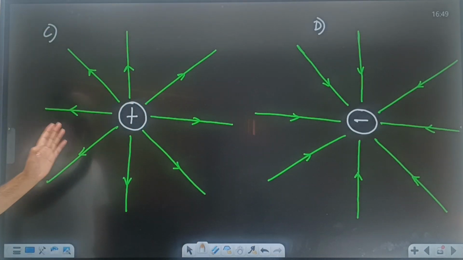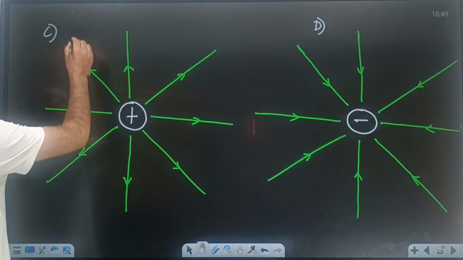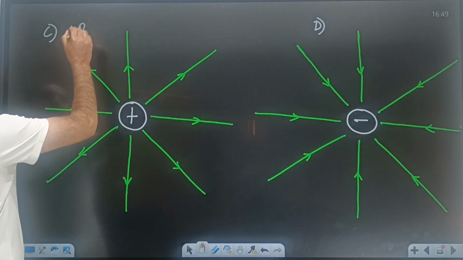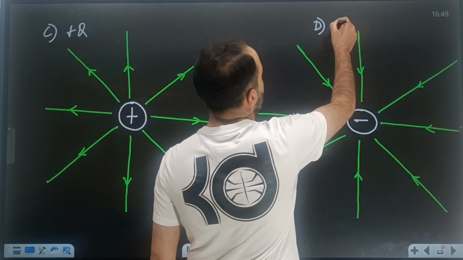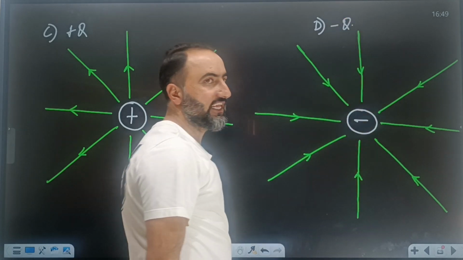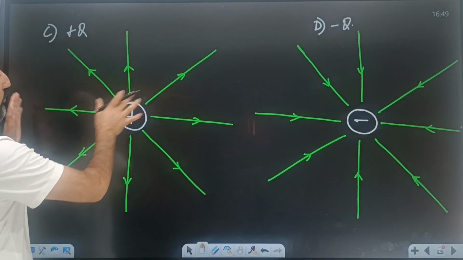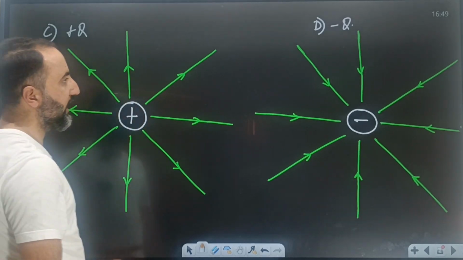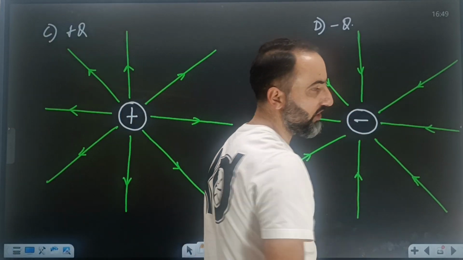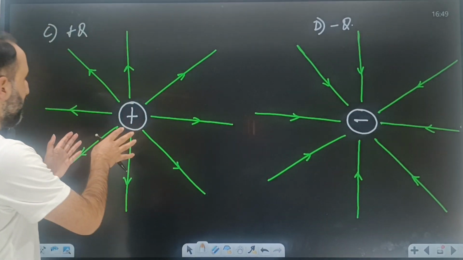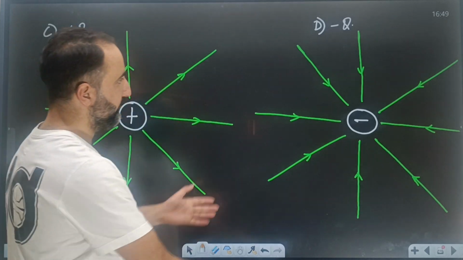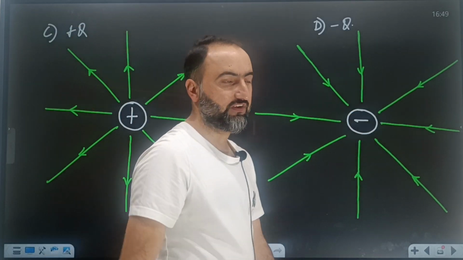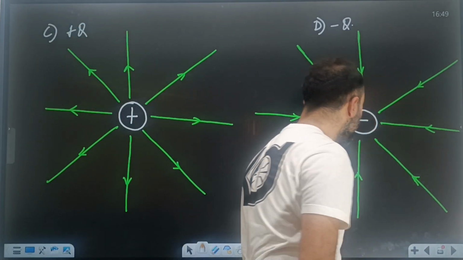Okay, then these are the electric field lines for positive charge, for plus Q, and these are the electric field lines for minus Q. You see that the electric field lines are coming out radially outwards for a positive charge and going into the negative charge. That's why we say that this positive charge is the source of electric field and this negative charge is the sink of electric field. All right.